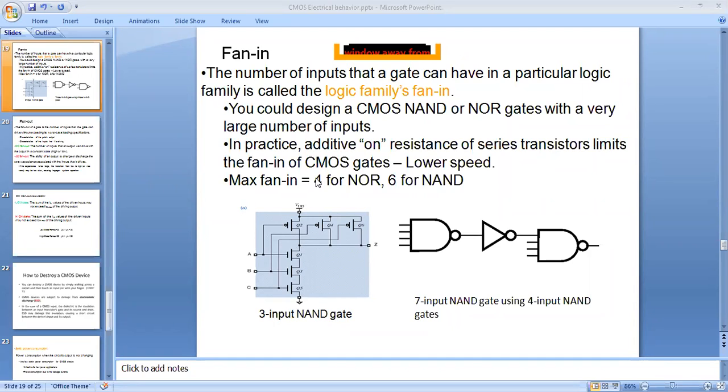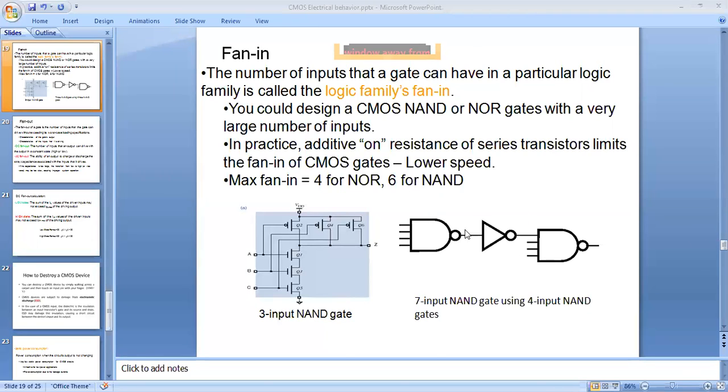Why do we have a limitation in the fan in? Suppose we want to construct a fan in of five, then automatically we require series transistors and parallel transistors. If we connect series transistors, automatically the resistance value increases, and the circuit operation is disturbed. So we have some limitation. Without disturbing the circuit operation, we can construct only 4 for NOR and 6 for NAND. So this is fan in.